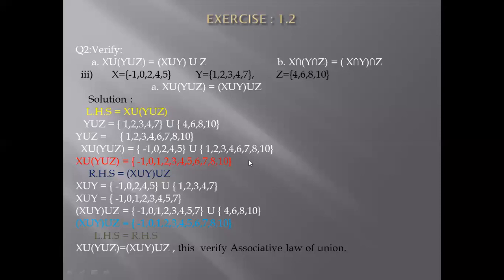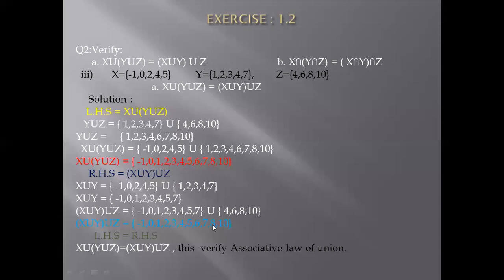Now we come to the right hand side. On the right hand side, first we find the partner of X union Y. It means first you find the union of X and Y. The same procedure: we write all the elements of X and Y within one bracket, and then we take the union with Z. X union Y union Z. The answer of this side comes minus 1, 0, 1, 2, 3, 4, 5, 6, 7, 8, 10.